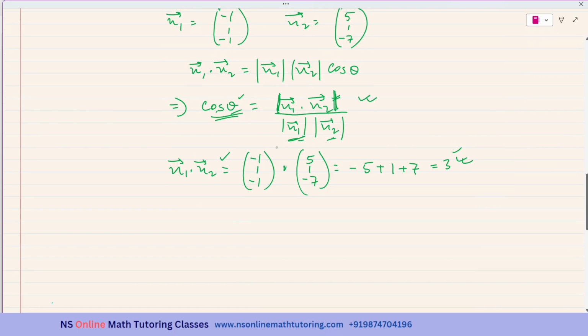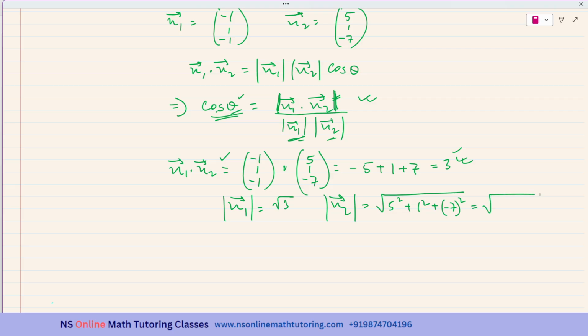And for the magnitude of n1, we had found that previously also. It is equal to square root of 3. And magnitude of n2 is equal to square root of 5 square plus 1 square plus negative 7 whole square, which is equal to 25 plus 1 plus 49. And 49 plus 1 is 50, 50 plus 25 is 75. So this is equal to square root of 75.